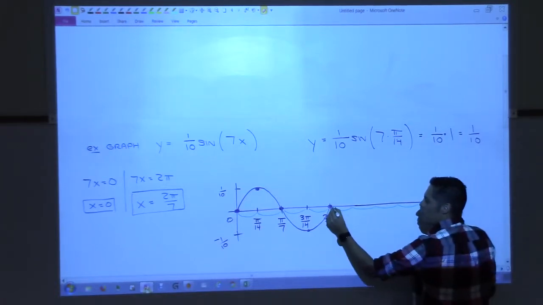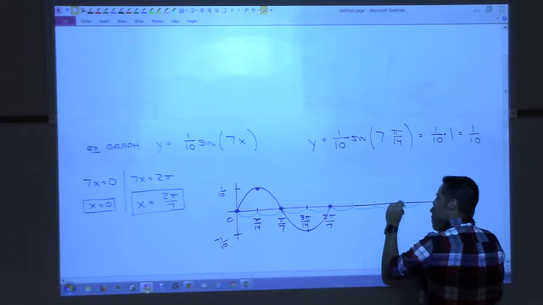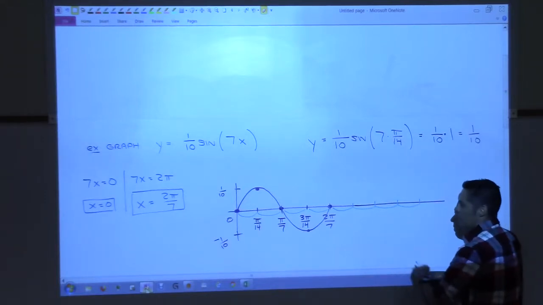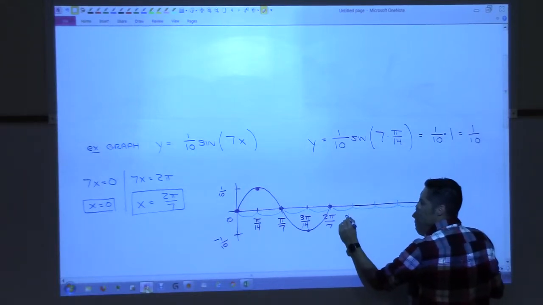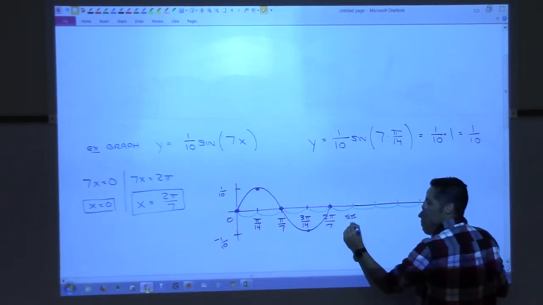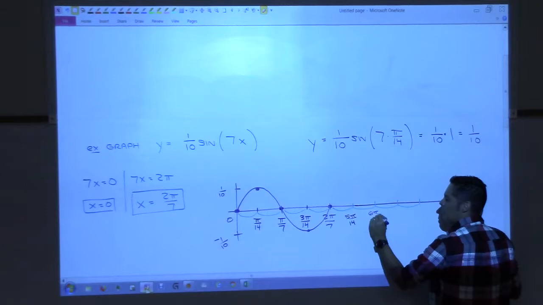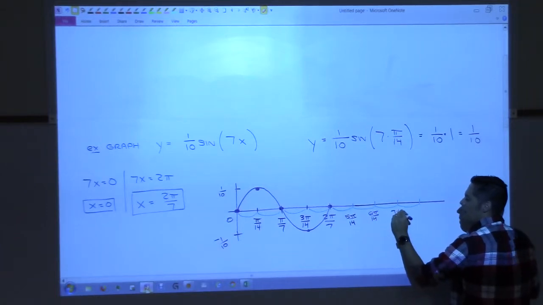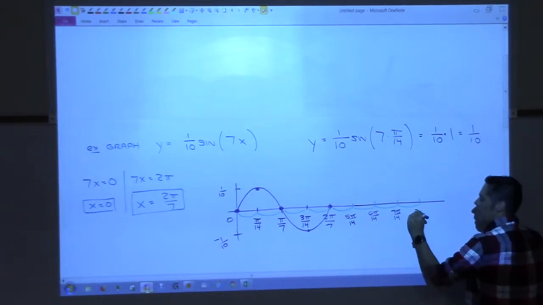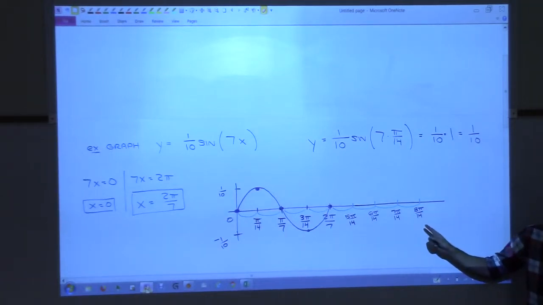So let me see. I was at 4. This one was 8. Hold on. I'm going to write them down here. This one was 5 pi over what? 14. Next one is 6 pi over 14, 7 pi over 14, and 8 pi over 14, right? That's what they are? But we would want to reduce those fractions.